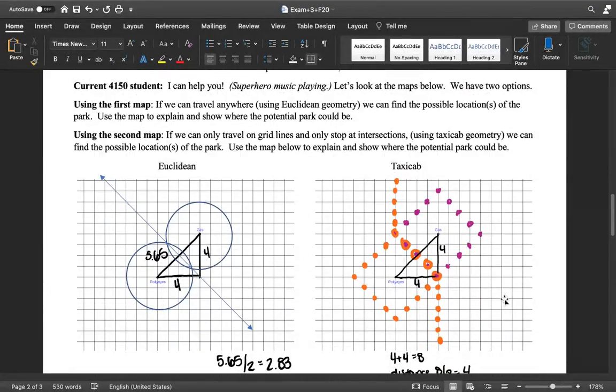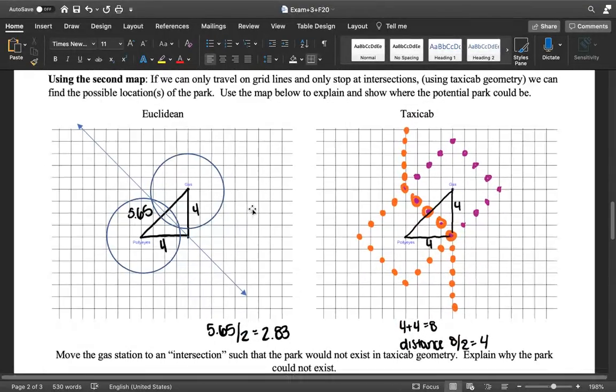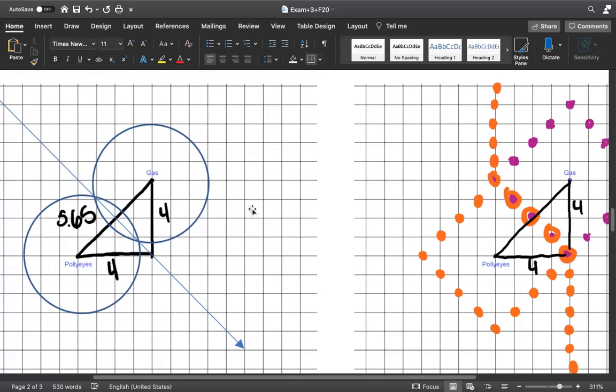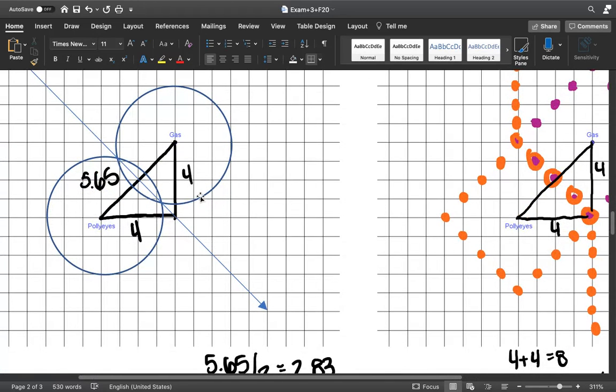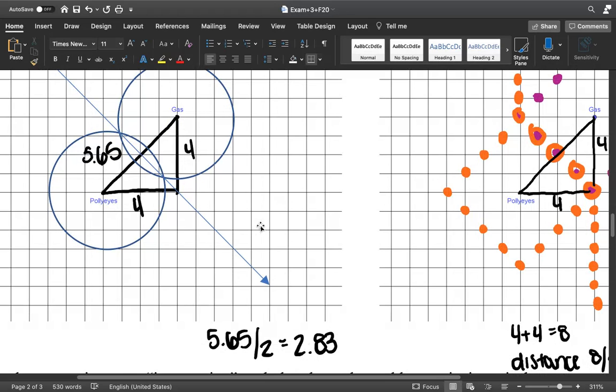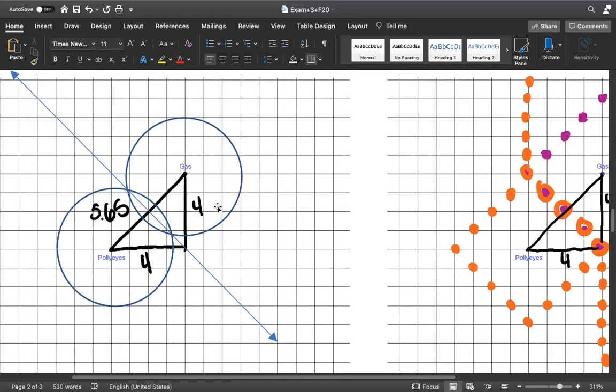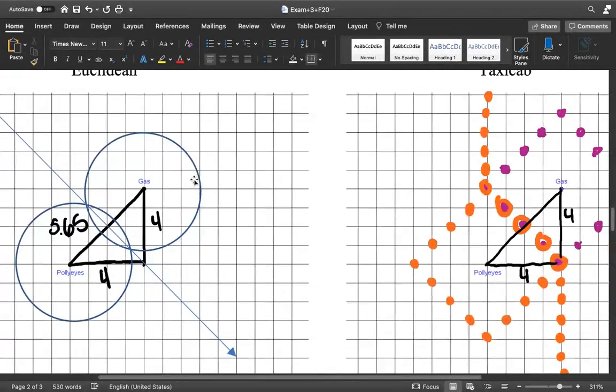For number 2, I found the distance for Euclidean to be 5.65, and that was just using the Pythagorean theorem. I then divided that by 2 to get a midpoint of 2.83, and I drew Euclidean circles with a radius that was a little bigger to find a spot where they would overlap for the park to be. I then drew in our perpendicular bisector, and on this line the park could be placed anywhere, and it would be equidistant from both Poly-Eyes and the gas station.